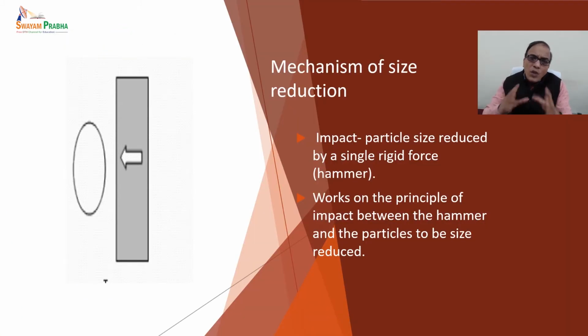Now, what is the mechanism of size reduction? First is impact. In impact, particle size is reduced by a single rigid force. That's the hammer. Hammering works on the principle of impact between the hammer and the particles to be reduced in size. So the first mechanism is hammering, or you can say impact.